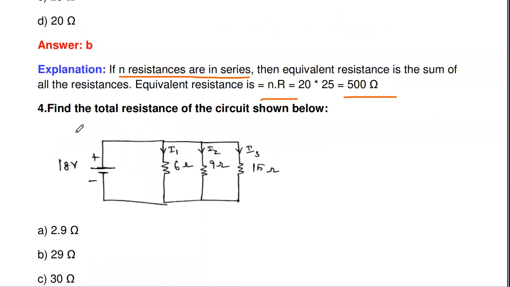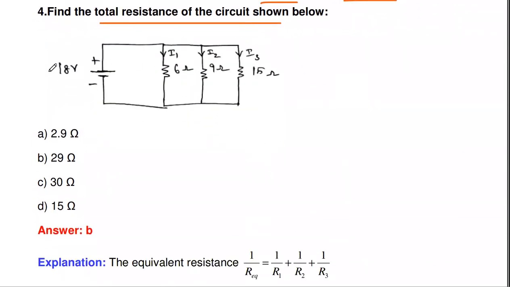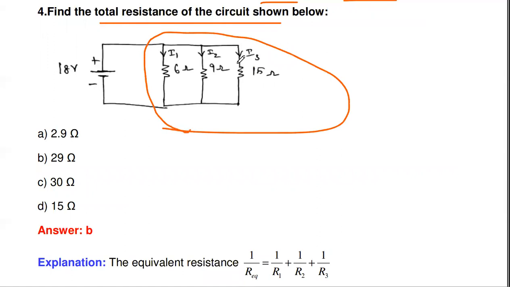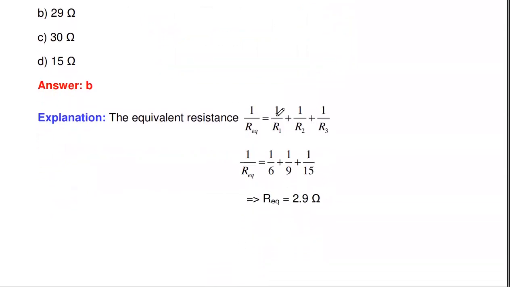Then the next question: find the total resistance of the circuit shown below. Here you see the voltage source, and the 6 ohm, 9 ohm, 15 ohm. How are they connected? They are connected in parallel. You know the parallel combination of resistors: 1 by R equivalent equals 1 by R1 plus 1 by R2 plus 1 by R3. So 1 by 6 plus 1 by 9 plus 1 by 15.